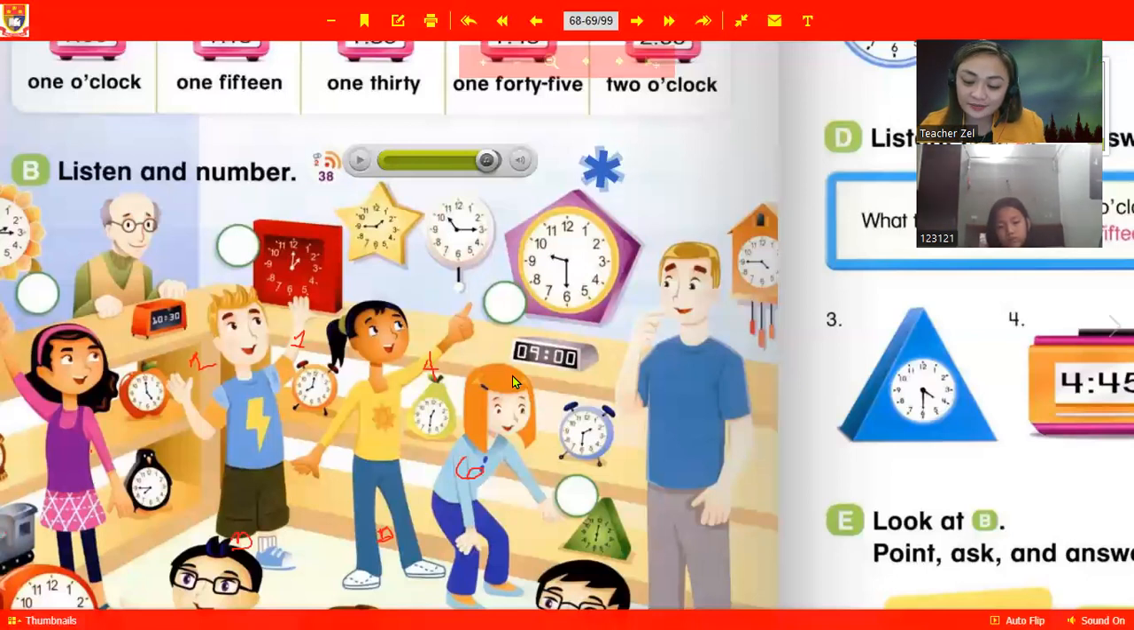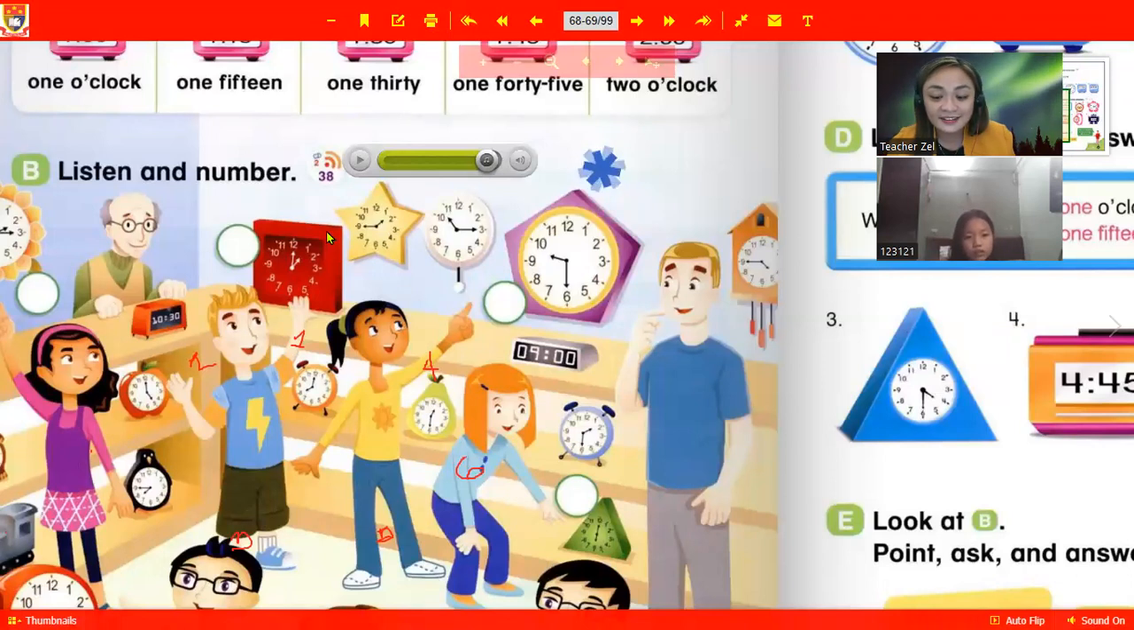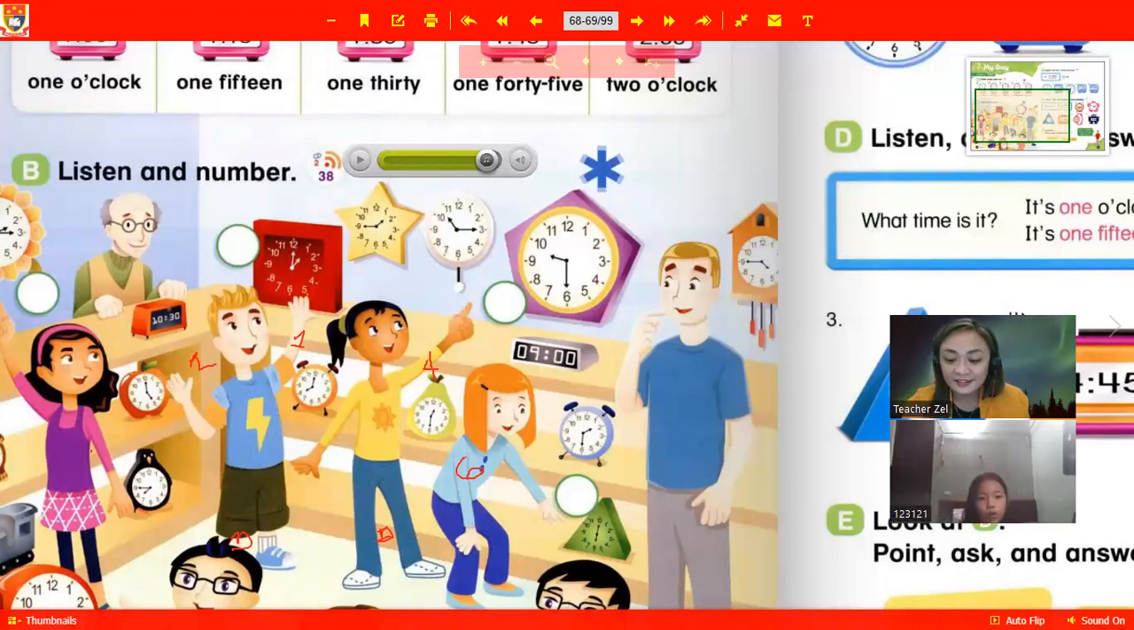What time is the star clock? It is 2 o'clock. Is it 1 o'clock? Yes, the star clock is 1 o'clock. It is 1:45. Yes, it is 1:45.